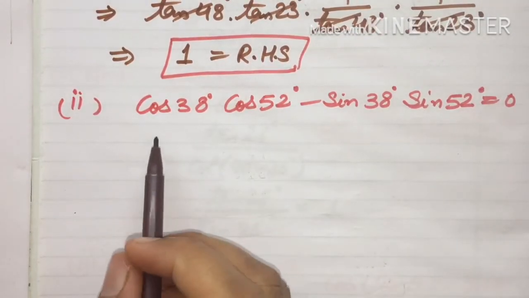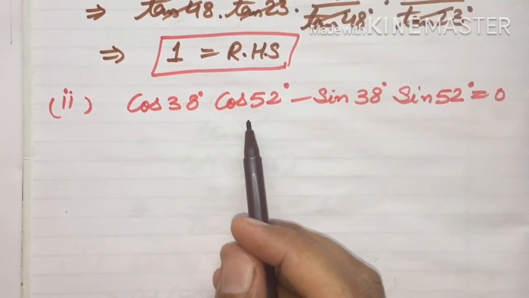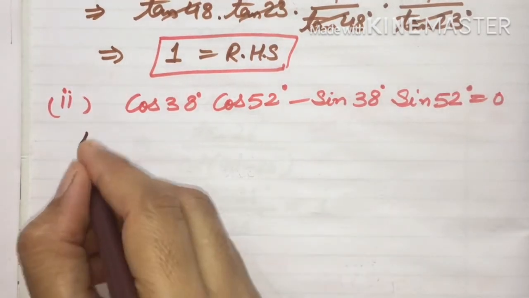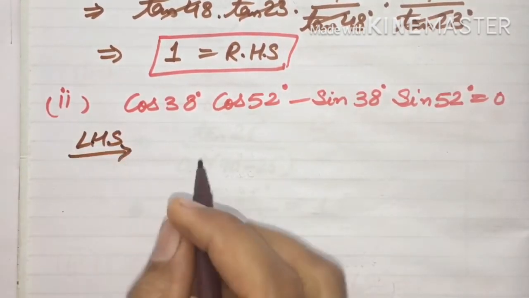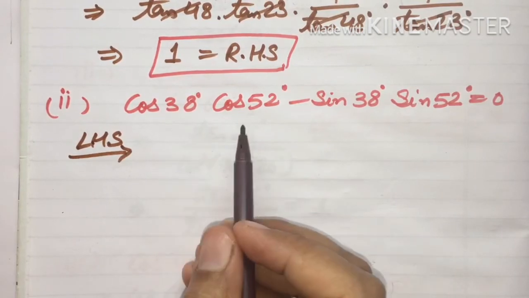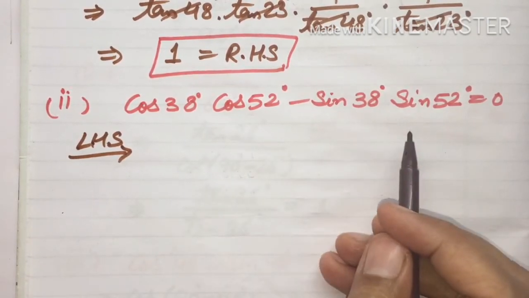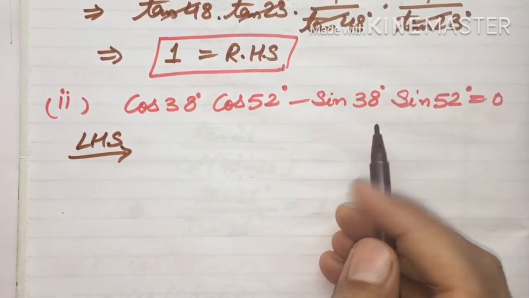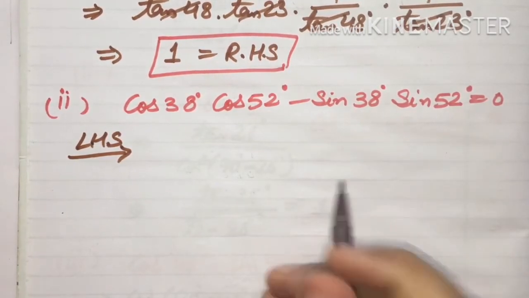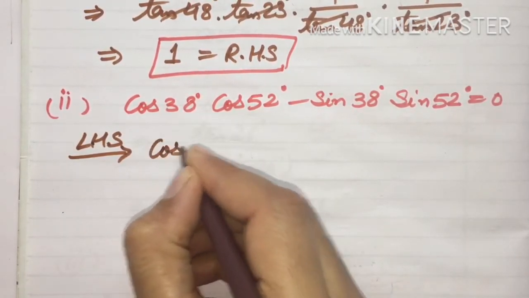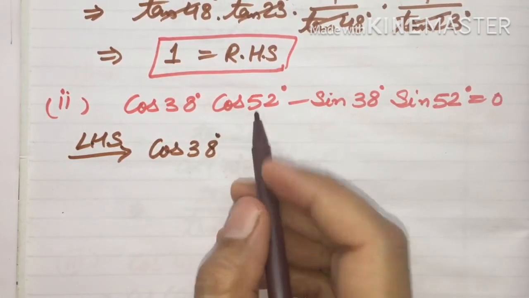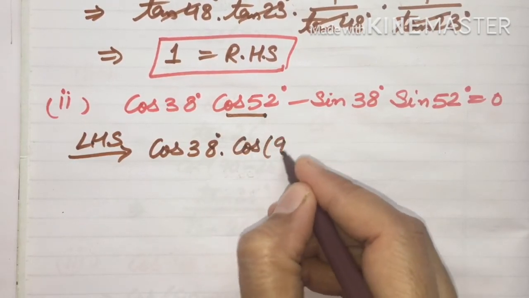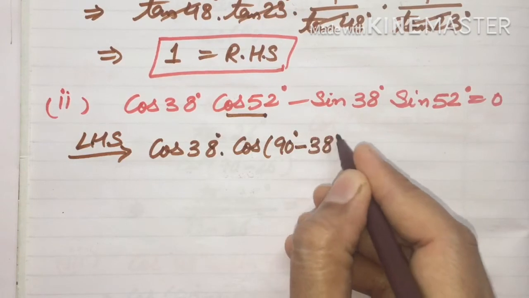Second part of question number 2, cos 38 cos 52 minus sin 38 sin 52 is equal to 0. So we are taking left side. In the left side what we can do, two cos ratios are there and two sin ratios are there. So we can change one cos into sin and one sin into cos, so that they can minus and we will get 0. So how we can do it, like cos 38 we will write same, and this cos 52 we will change. So I can write cos of 90 degree minus 38 degree.